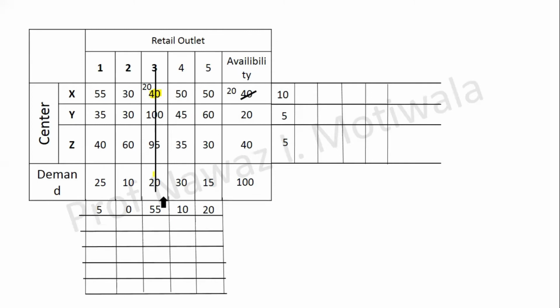We need to find out penalties for each row and each column by taking the difference of the minimum two values in that particular row or column. So can you try that? Can you tell me what are the penalties in the rows?